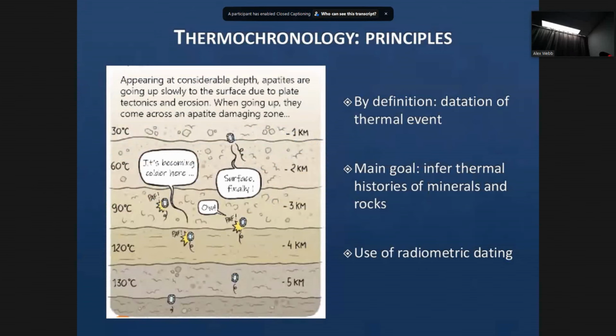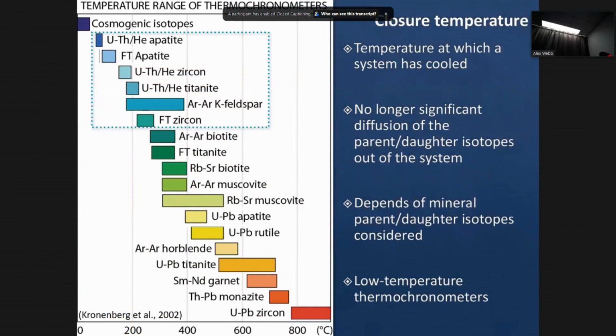So the first thing, the principle: thermochronology, as I told you, is a science of dating thermal events. With thermochronology, if you use different methods, you can date when your grain passed these geotherms, and you can have a very complete story of recent cooling. The main goal is just to infer the thermal history of minerals or rocks in general. And for that, we use radiometric dating, but with a lot of different thermochronometers that you can see in these pictures.